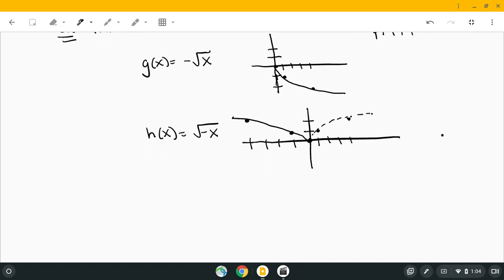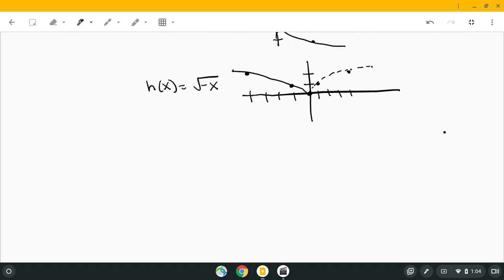All right, and then let's take a look at vertical stretching and shrinking.